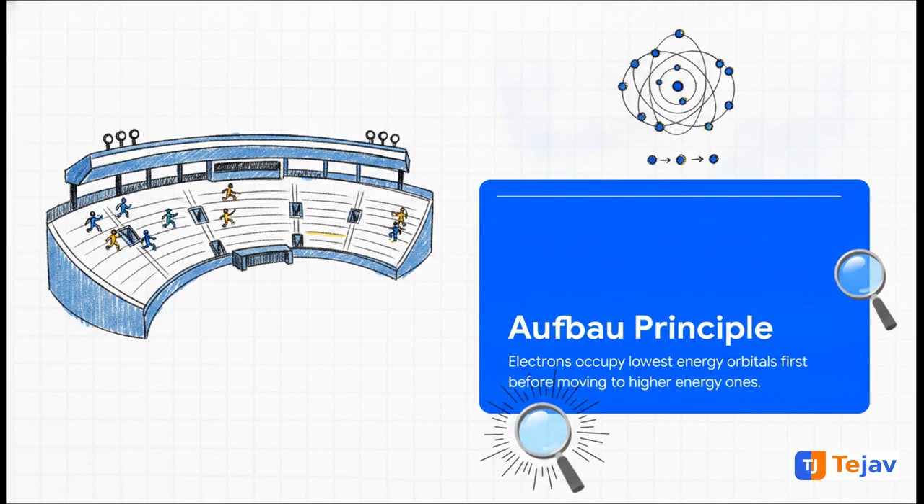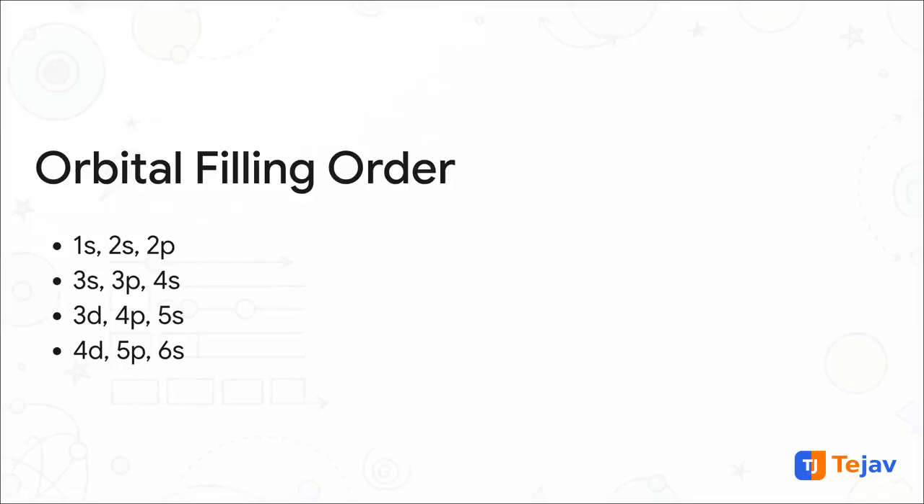When fans rush into a general admission stadium, they always fill those lowest, closest front rows first, right? Nobody hikes up to the nosebleeds until the bottom is full. Electrons do the exact same thing. Because of that, you have to know the filling sequence. It starts at 1s, then 2s, 2p, 3s, 3p, 4s, and then 3d.